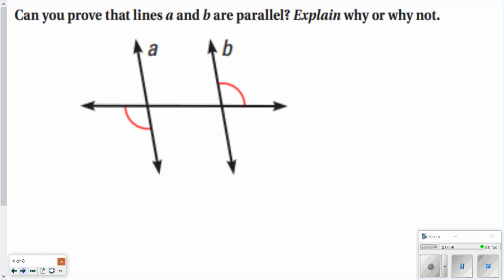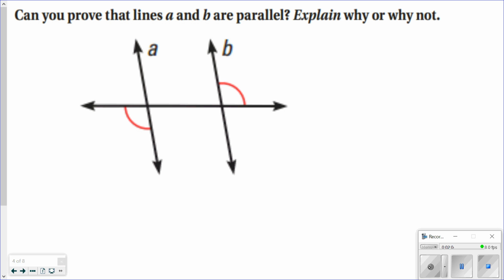Can you prove that lines A and B are parallel? Explain why or why not. So to prove that these lines are parallel, they need to be one of our specific cases. Are the corresponding angles congruent? Alternate interior angles congruent? Alternate exterior angles congruent? Consecutive interior angles, are they supplementary?